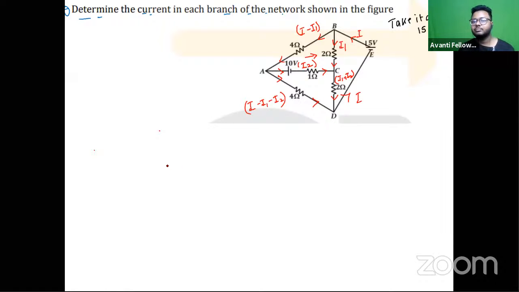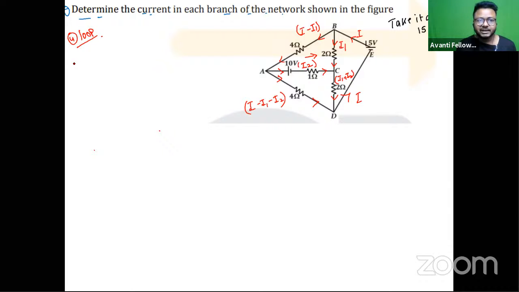Okay, now once you have done your current division, you apply KVL or KCL. So how many loops do you have? You have four loops actually. If you can see it clearly, you have four loops here, right? Actually, you can solve this question by using I1, I2, I3, I4 also. But if you try to make fewer loops, you'll be more confident, right? So what are all those four loops?